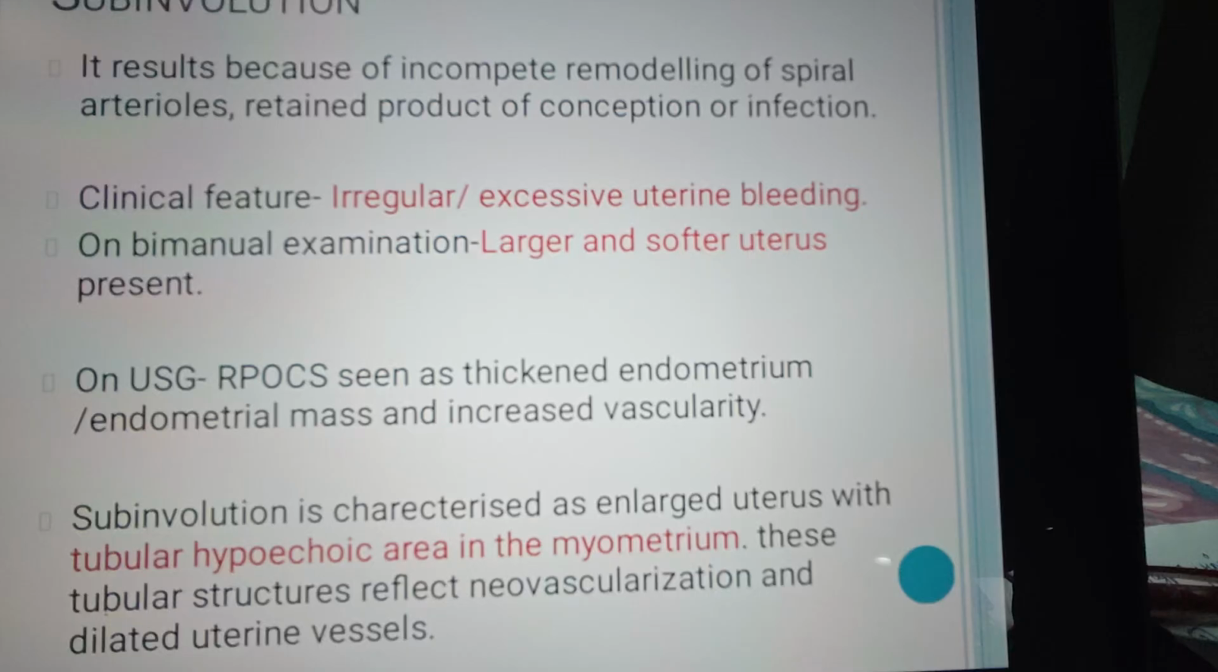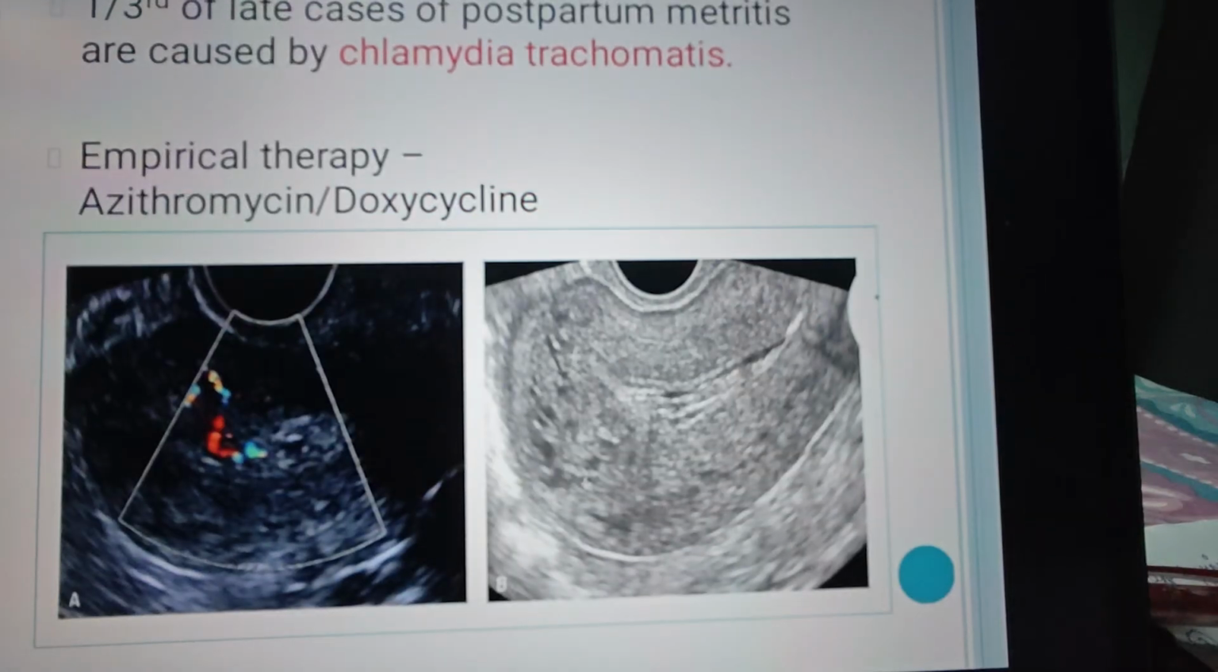So what are the findings on bimanual examination? When we do the per speculum examination, we can see a discharge or increased blood loss, and on bimanual examination, because there is subinvolution, the expected uterine size is not there, meaning the uterus is larger and softer. On USG, RPOCs are seen as thickened endometrium and endometrial mass or increased vascularity, and subinvolution is characterized as an enlarged uterus with tubular hypoechoic areas in the myometrium, and these tubular structures reflect neovascularization and dilated uterine vessels.